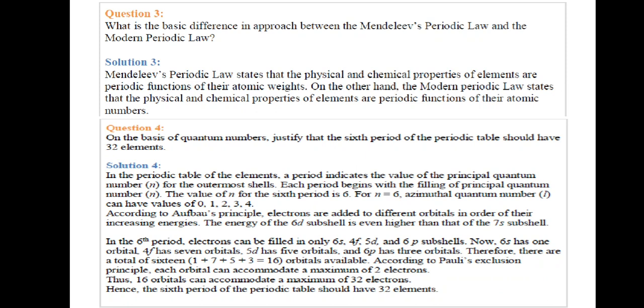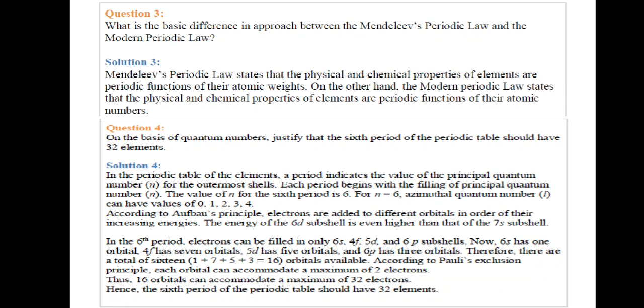Each period begins with the filling of the principal quantum number n. The value of n for the sixth period is 6, so n equal to 6. Azimuthal quantum number l can have values 0, 1, 2, 3 and 4. जब 6 आ जाती है n की वैल्यू, the azimuthal number can be 0, 1, 2, 3 and 4.